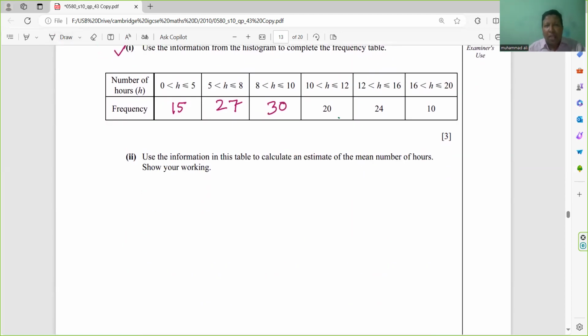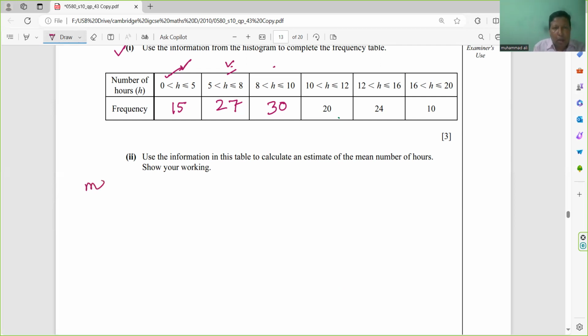Use the information in this table to calculate an estimate of the mean number of hours. Show your work. One thing you have to remember: if you have this type of interval and table, and you want to find the mean, you have to find the midpoint of each interval. Now, how can you find the midpoint?